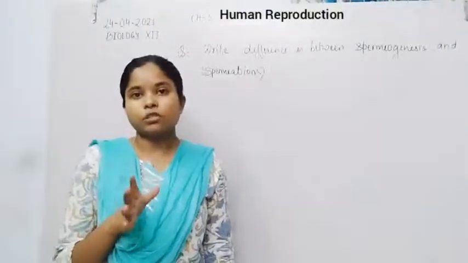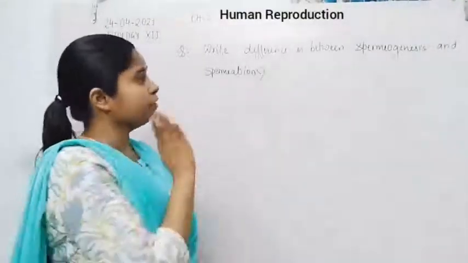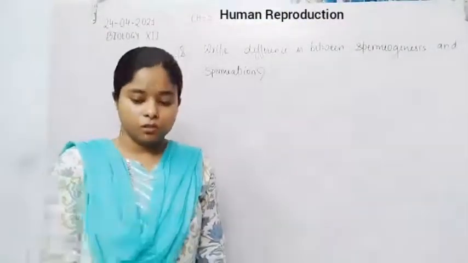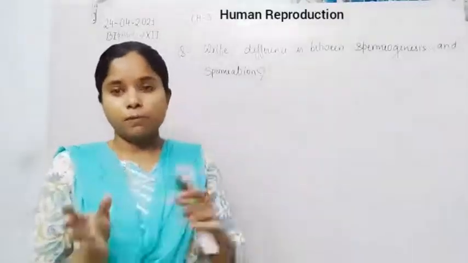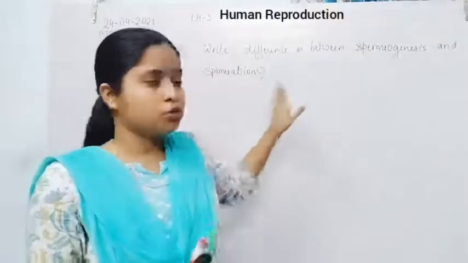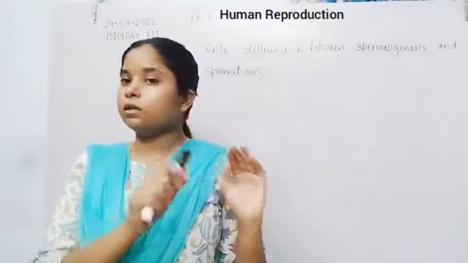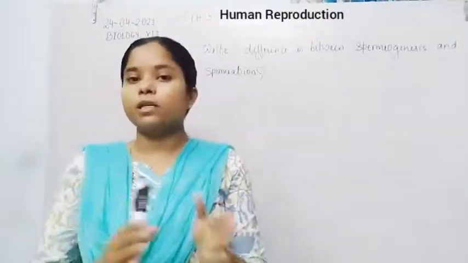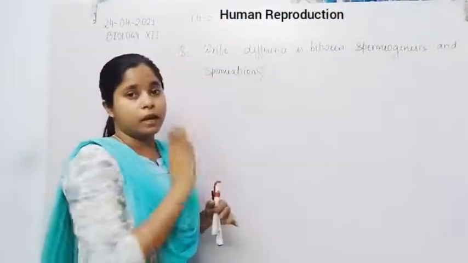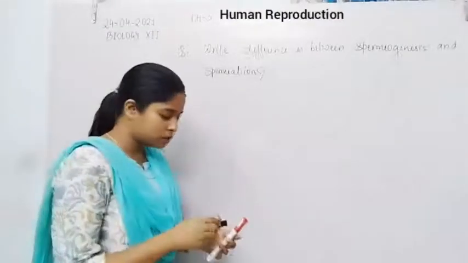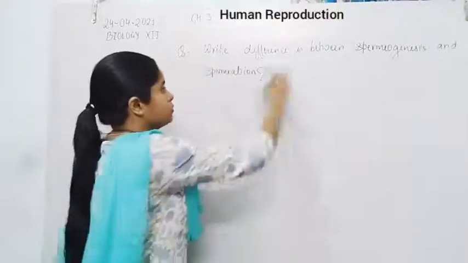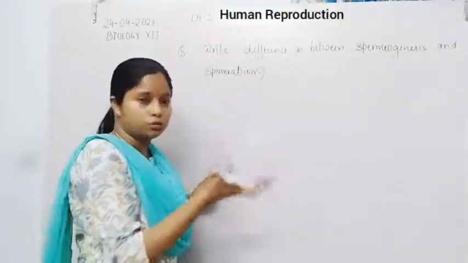So the next question is, write the difference between spermiogenesis and spermiation. So first we discuss spermatogenesis. Within spermatogenesis, these two processes take place. So first we understand what spermatogenesis is, and then we understand spermiogenesis and spermiation. So let us discuss spermatogenesis, which is a phenomenon in which spermiation and spermiogenesis both take place.